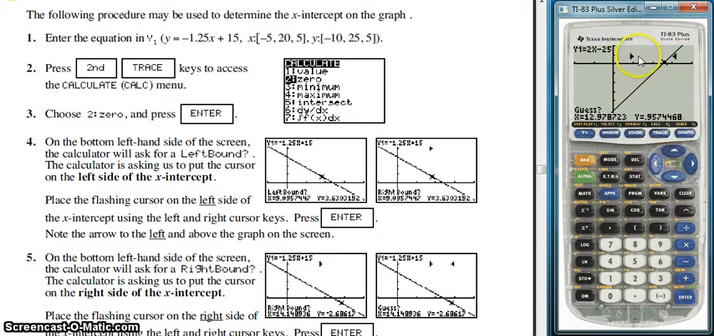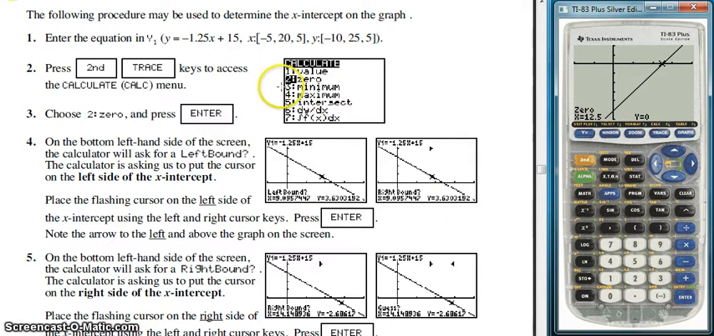Do you see the little arrow? You're telling the calculator to find the answer within this range, and within this range the answer is there. The guess doesn't matter where the cursor is, just hit enter. I don't know why they ask for a guess. Just hit enter and you find the answer. You see, it says 0 is at 12.5. The x-intercept is 12.5 for this example.